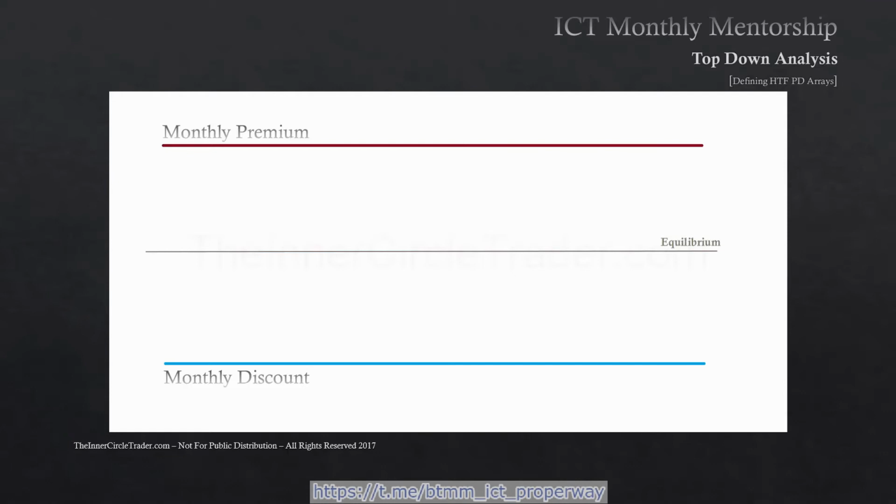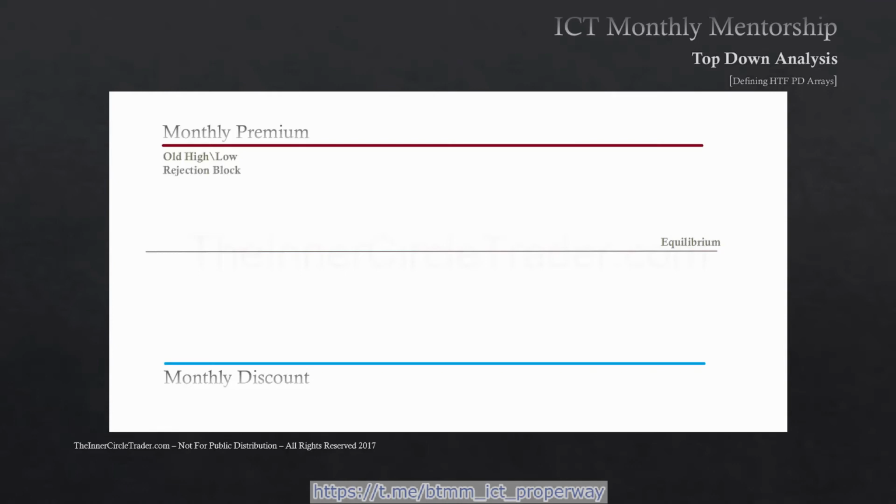And I'll give you an example of what that looks like when we go into lesson 6.2. But for now, I want to lay the foundations for what it is you look for. The first thing above equilibrium in the form of an array is an old high and old low. You want to be looking for that above equilibrium.